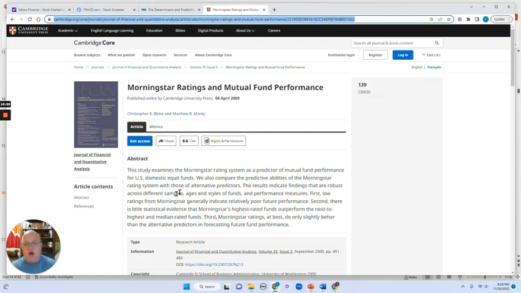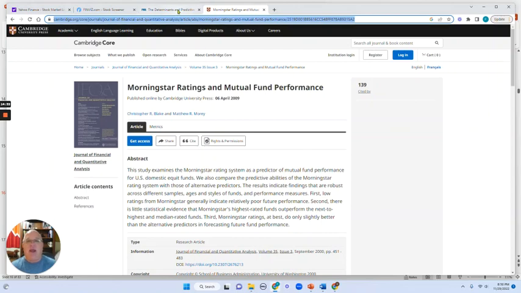First, low ratings for Morningstar generally indicate relatively poor future performance. And that's kind of true in another one we'll look at later called Zacks, but basically they're pretty good at picking losers. Second, there is little statistical evidence that Morningstar's highest rated funds outperform the next highest and median rated. So if it's rated 3, 4, or 5, which are their top ratings, guess what? They all kind of do the same. And then third, Morningstar ratings at best do only slightly better than alternative predictors in forecasting future fund performance.